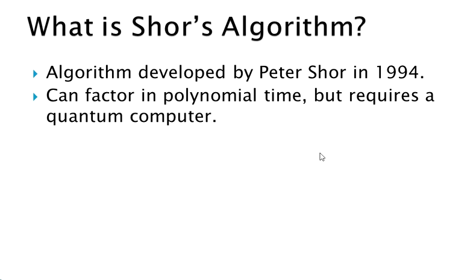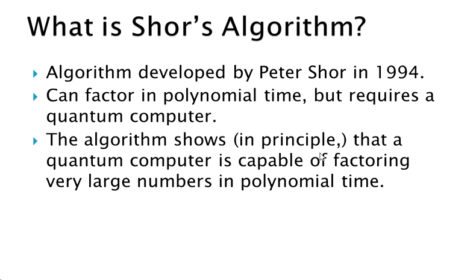And this algorithm has the capability of factoring a large number in polynomial time. But here it requires a quantum computer to do that. The algorithm shows in principle that a quantum computer is capable of factoring very large numbers in polynomial time. All right. So briefly, this is what is known as Shor's algorithm.